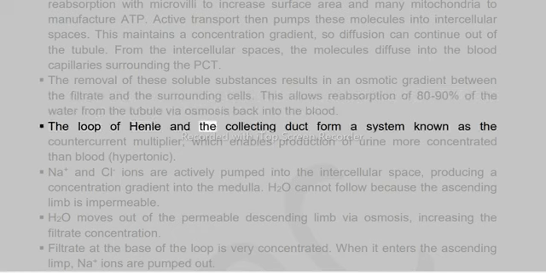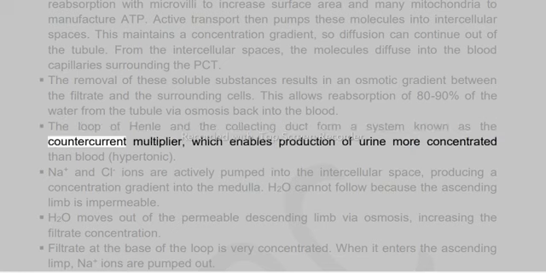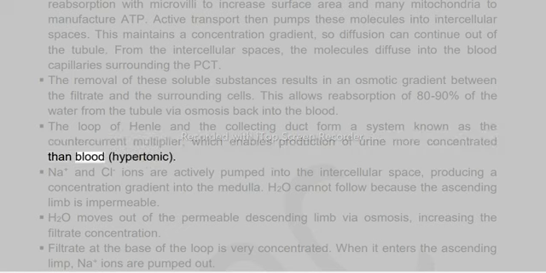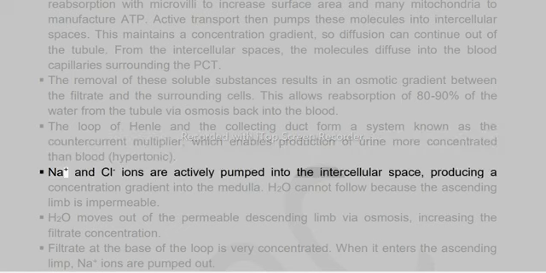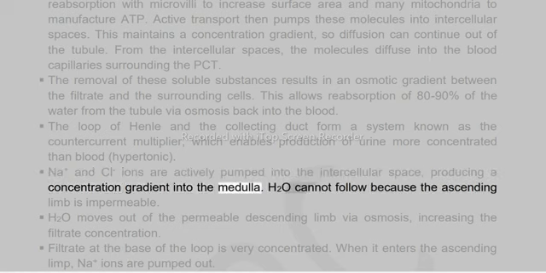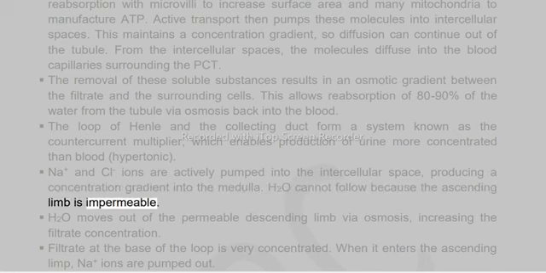The loop of Henle and the collecting duct form a system known as the countercurrent multiplier, which enables production of urine more concentrated than blood, hypertonic. Na+ and Cl- ions are actively pumped into the intercellular space, producing a concentration gradient into the medulla. H2O cannot follow because the ascending limb is impermeable.